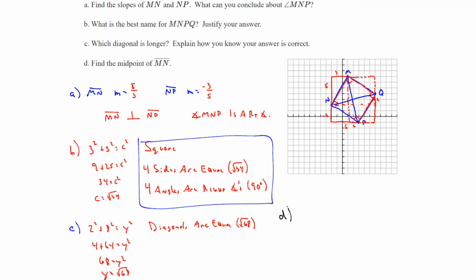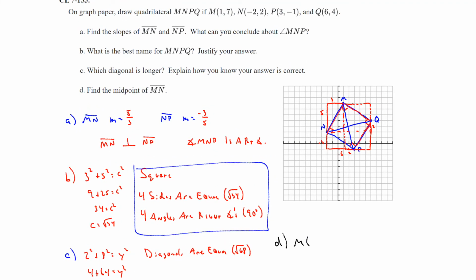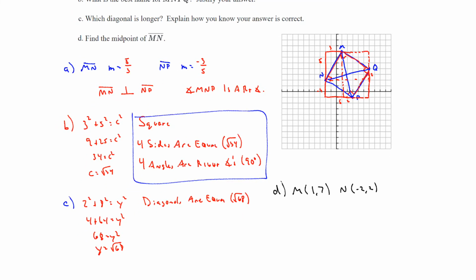And last one on to D. D is find the midpoint of MN. So if we go back up here just to make sure, M is 1, 7. N is negative 2, 2. To find the midpoint, there are a couple different ways you can do this. You can find the distance between 1 and negative 2 on your x coordinates. That would be a distance of 3, and then half of that is 1.5. So your midpoint, if you go 1.5 in between, would be negative 0.5. And then the 7 and the 2 would be a difference of 5, and so you would add 2.5. So it looks like you get negative 0.5 and 4.5.